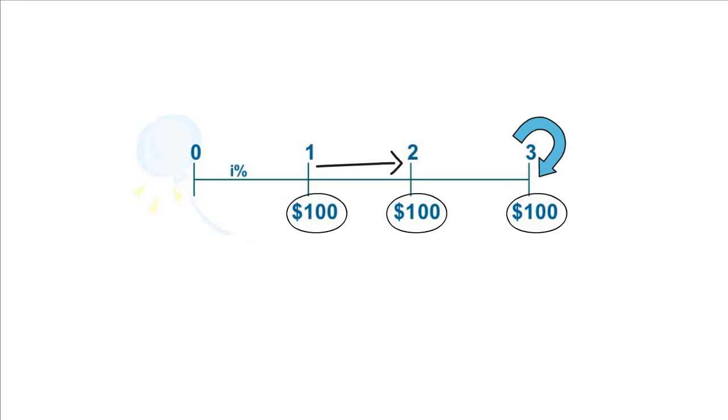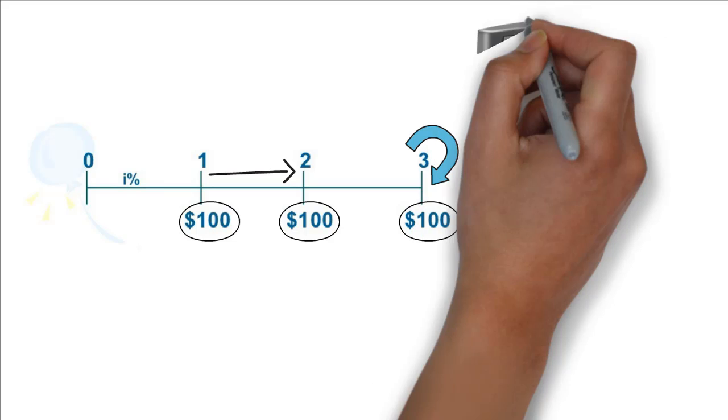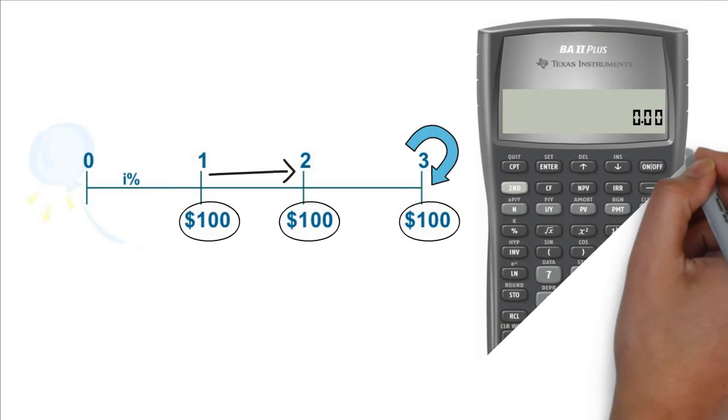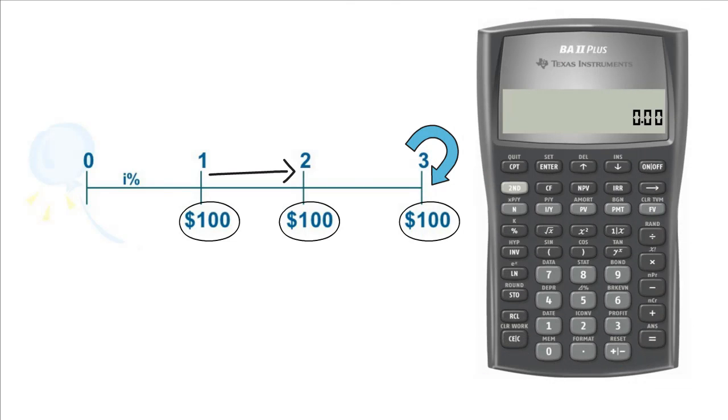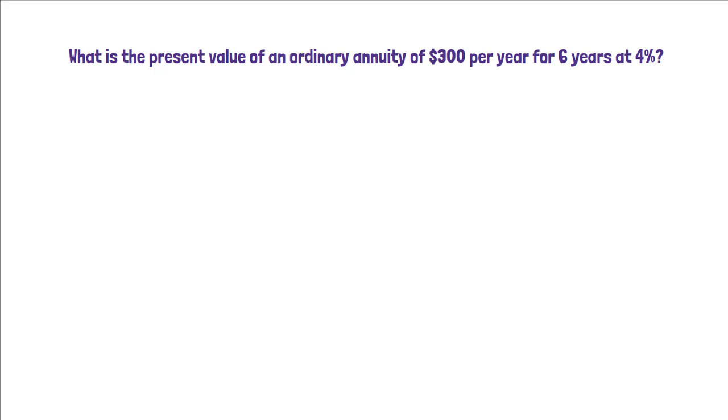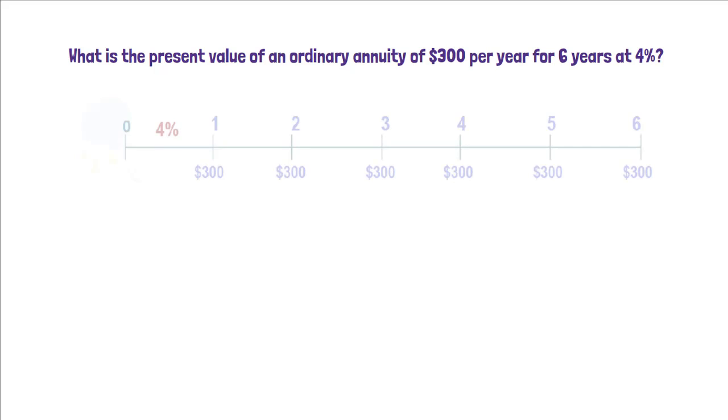Calculating the present value of an ordinary annuity can often be complicated if it is for a long period of time. However, a financial calculator can make it simple for you. Let's take an example. What is the present value of an ordinary annuity of $300 per year for 6 years at 4%? It's always better to visualize the problem by converting this word problem into a timeline.